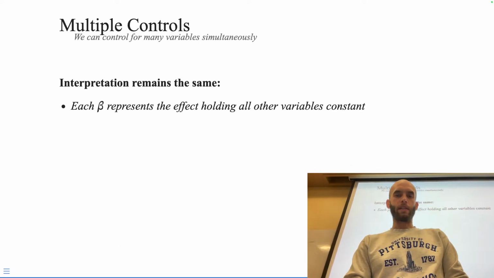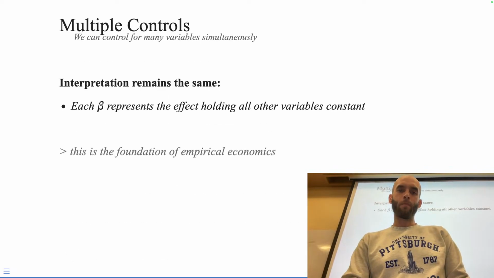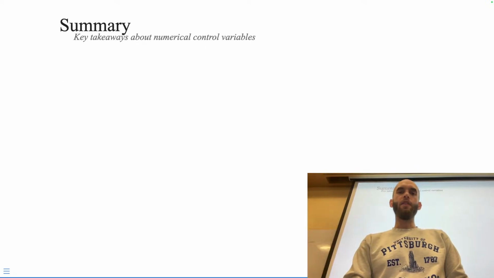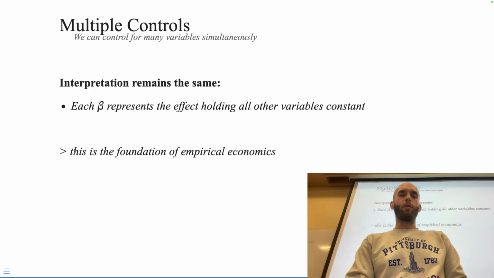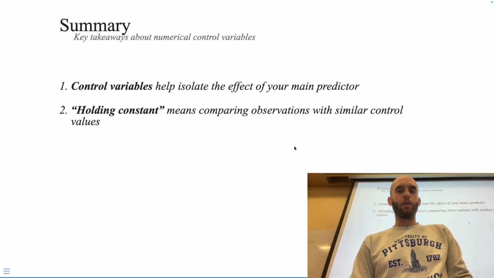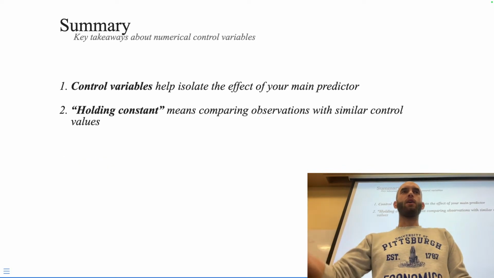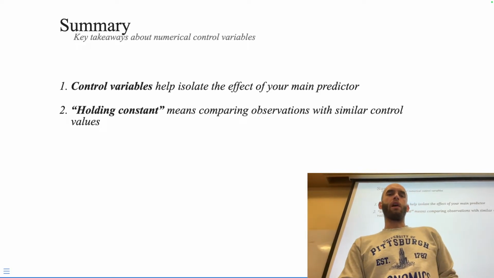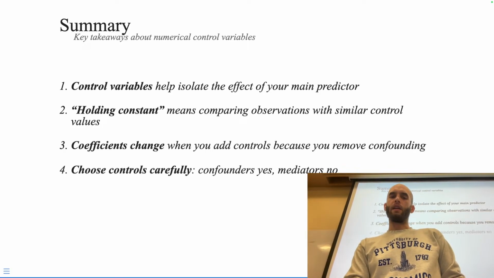We've talked through some of this. I included it in the slides if you want them. This is really the core thing we do in empirical economics, is make these estimates controlling for other variables that we might expect to be related.